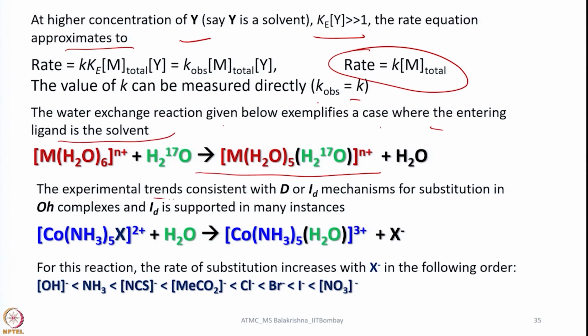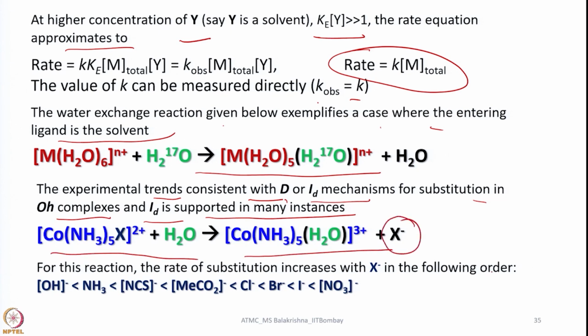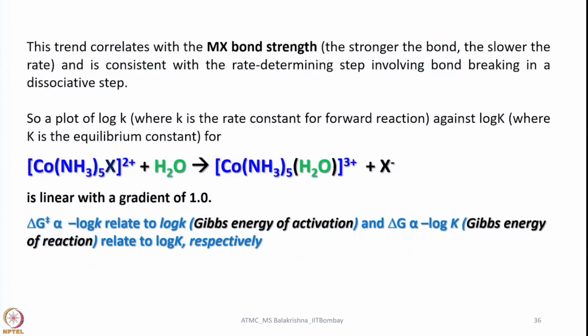The experimental trends are consistent with dissociative or ID mechanisms for substitution in octahedral complexes, and ID is also supported in many instances with experimental data. For this reaction, the rate of substitution increases in the following order, where various anions are used. This trend correlates with the M-X bond strength.